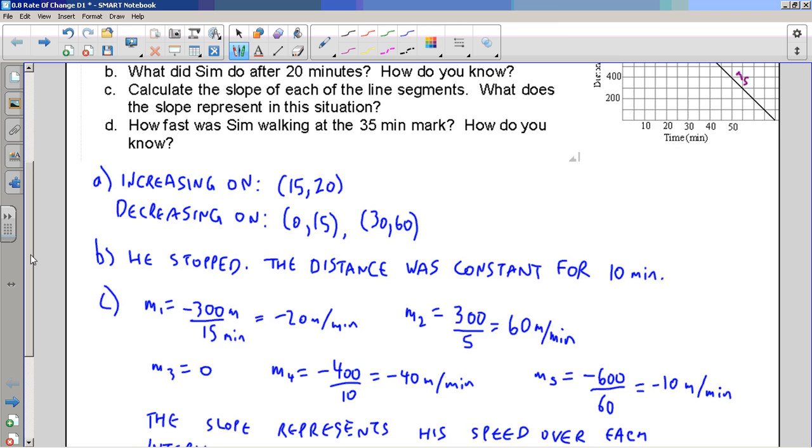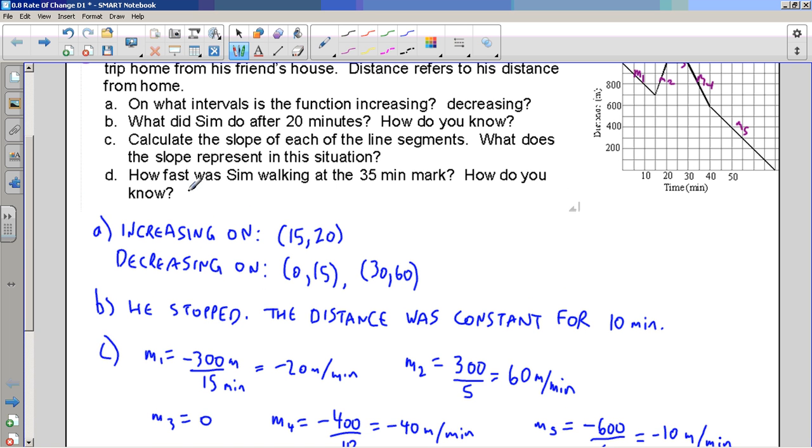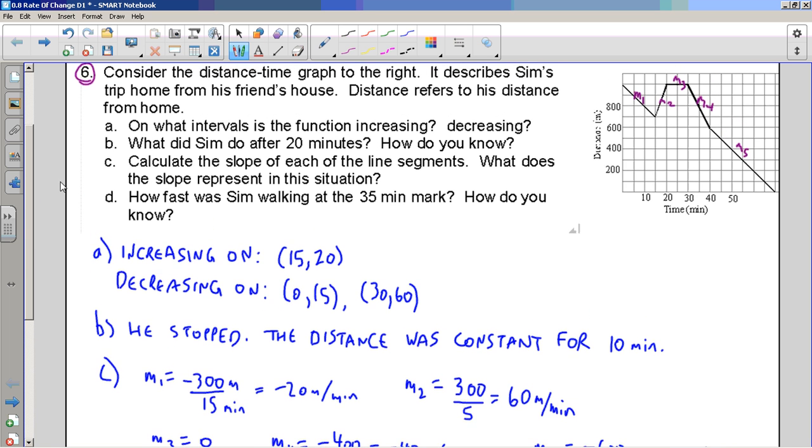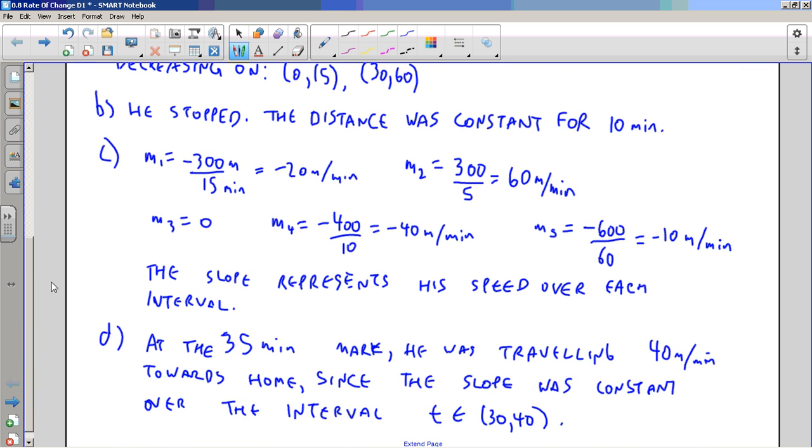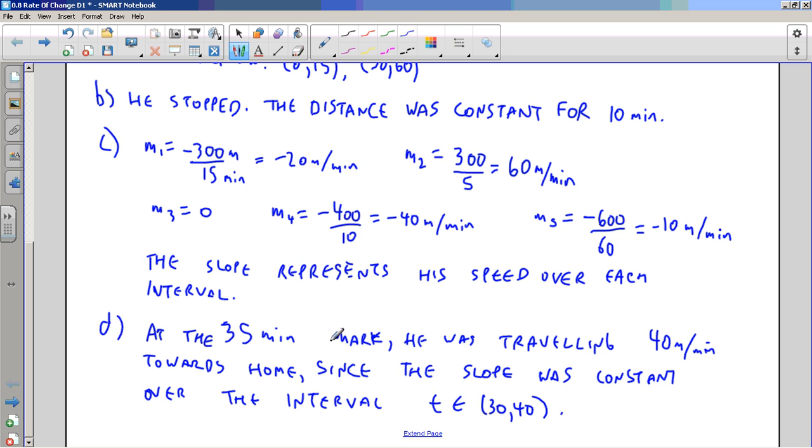Hopefully they're the right answers. The one question that I did want to mention, which is weird, is part D. How fast was Sim walking at the 35-minute mark? So at this time right there. Well, that's a bit of a strange question because we calculated the interval from 30 to 40, right? From 30 to 40, he was traveling 40 meters per minute towards home since the slope, since it's a constant rate, right? Since it was a constant rate, then over that interval, the slope from 30 to 40 was 40 meters per minute.